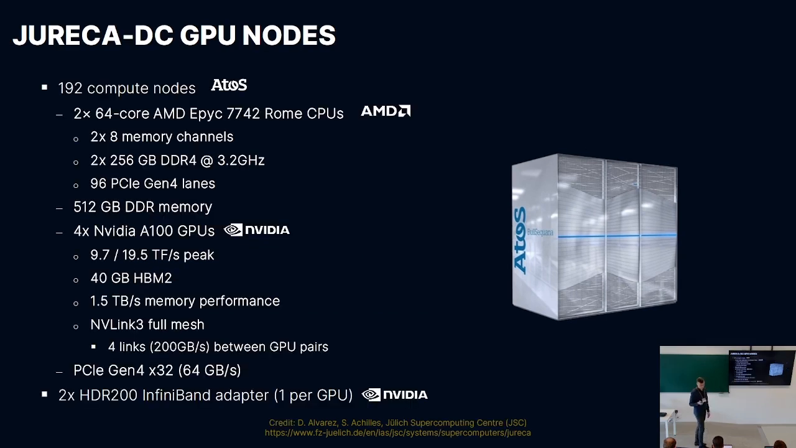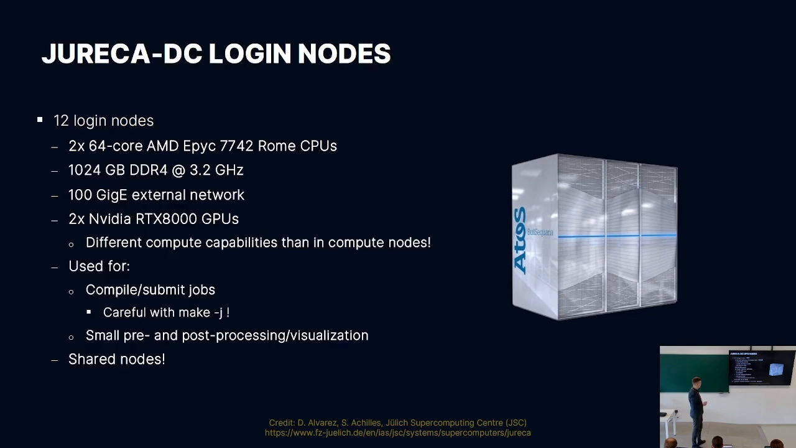For example, for the cluster that you're going to use today to do the fine tuning, this is the one that you're going to access, the GPU nodes, where you have exactly what I mentioned before, the Ampere A100 GPUs to do the fine tuning. And the login nodes, as I mentioned before.